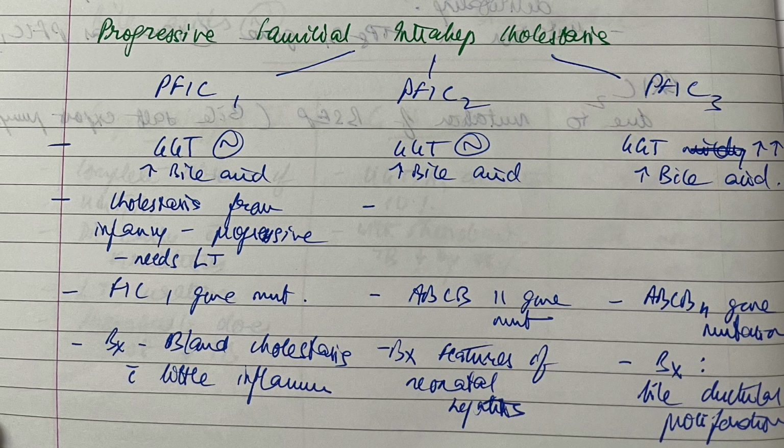In PFIC1, the biopsy shows a bland cholestasis with little inflammation. In PFIC2, the biopsy features are of neonatal hepatitis. And in PFIC3, you would understand that the GGT is elevated, so there is some bile ductular proliferation.